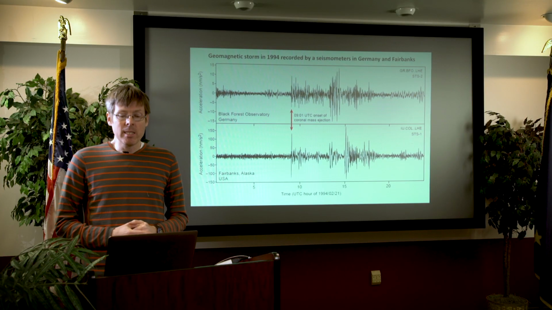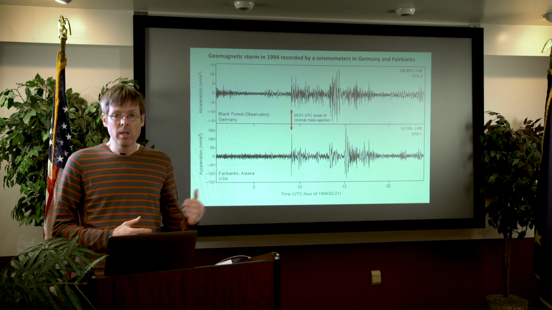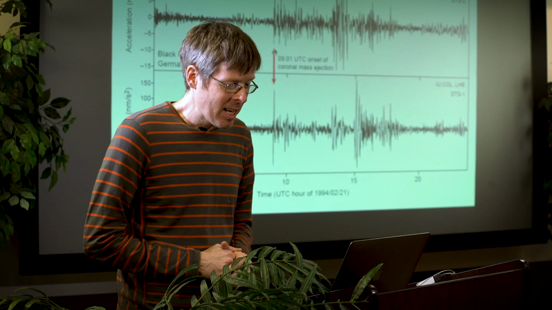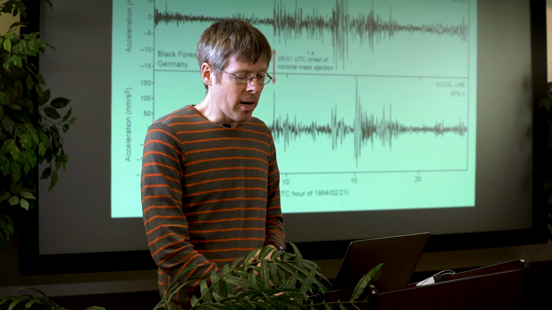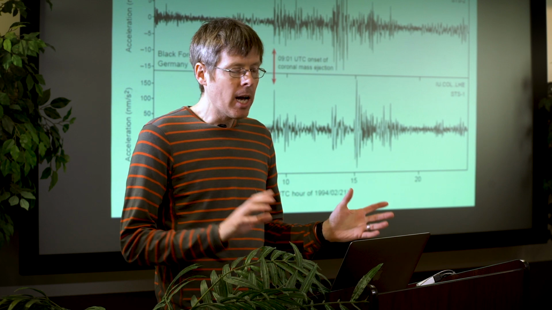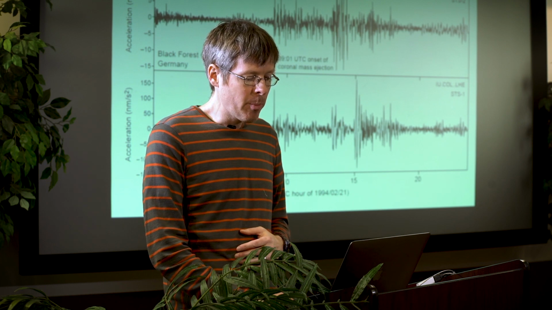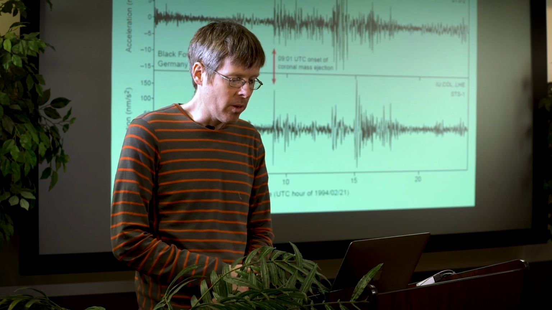If we look at that same 1994 event recorded here in Fairbanks, COL stands for College, the station near campus, you see over a 24-hour period or so, this is the station in Germany, and this is the station in Fairbanks. You can see the onset at 9:01, when the Earth gets hit with this coronal mass ejection, and then there are hours of activity that are not exactly correlated, but it's much higher than the typical background range that you would see before this.